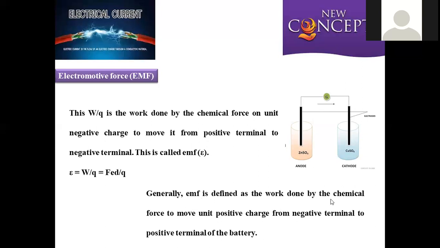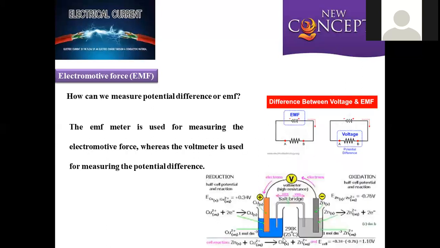Generally, EMF is defined as the work done by the chemical forces to move a unit positive charge from the negative terminal to the positive terminal of the battery. So, the extent of work done by the chemical forces in order to move the unit positive charge from negative to positive terminal in the battery is denoted as the electromotive force.